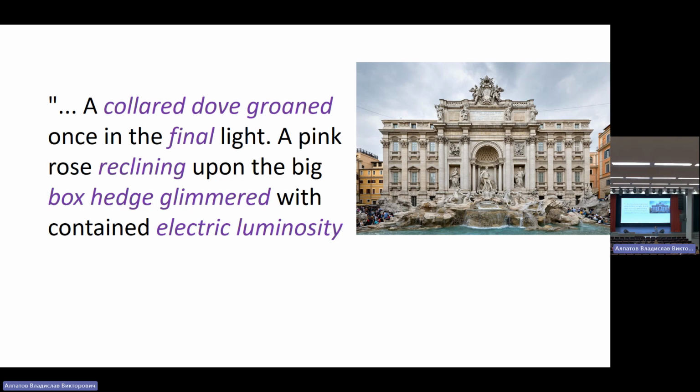A colored dove groaned once in the final light. A pink rose reclining upon the big box head glimmered with contained electric luminosity.